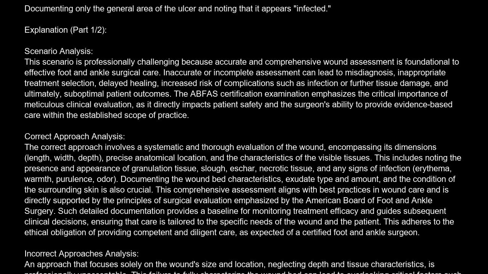Correct approach analysis. The correct approach involves a systematic and thorough evaluation of the wound, encompassing its dimensions, length, width, depth, precise anatomical location, and the characteristics of the visible tissues. This includes noting the presence and appearance of granulation tissue, slough, eschar, necrotic tissue, and any signs of infection: erythema, warmth, purulence, odor. Documenting the wound bed characteristics, exudate type and amount, and the condition of the surrounding skin is also crucial. This comprehensive assessment aligns with best practices in wound care and is directly supported by the principles of surgical evaluation emphasized by the American Board of Foot and Ankle Surgery.